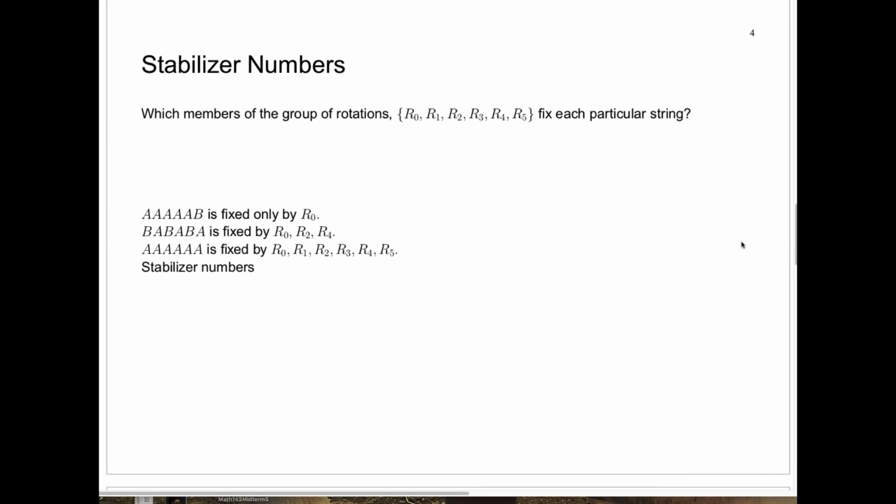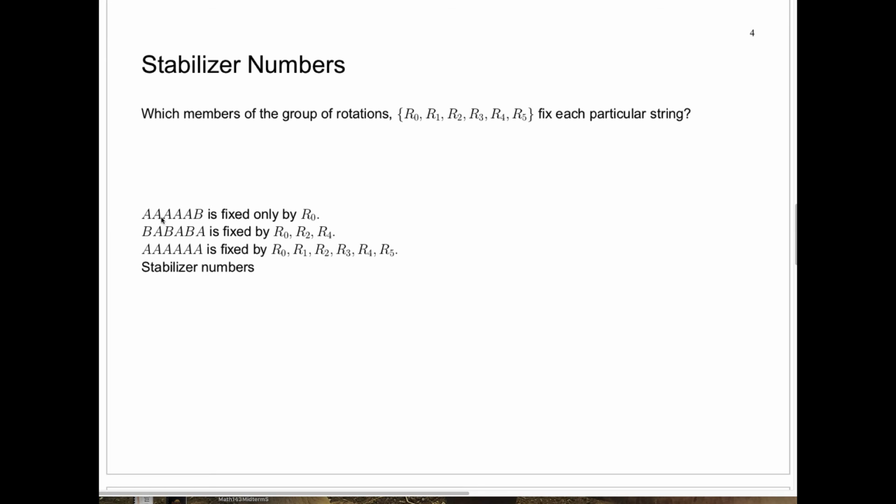Now, those numbers that we just saw lead us to define something called the stabilizer numbers. The stabilizer number for each individual string will just count the number of the different rotations in our rotation group which fix that particular string, which leave it the same.